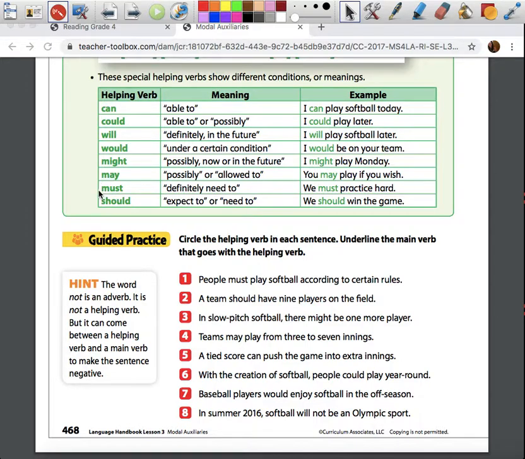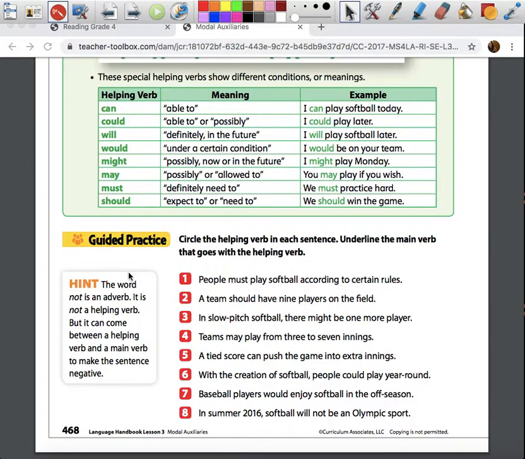And then the last M is must. Must shows probability or makes a logical assumption. She must have forgotten about her test. Must can also show necessity, like you need to do something. I must call home now. And then the last one is our one S. Should. Should is used to recommend. You should watch this movie.